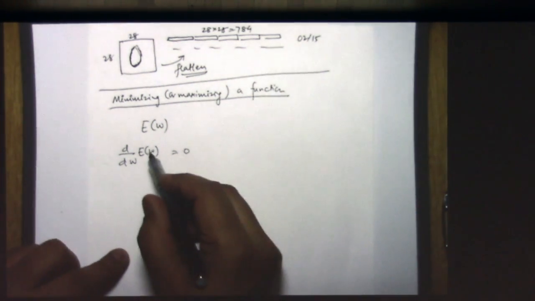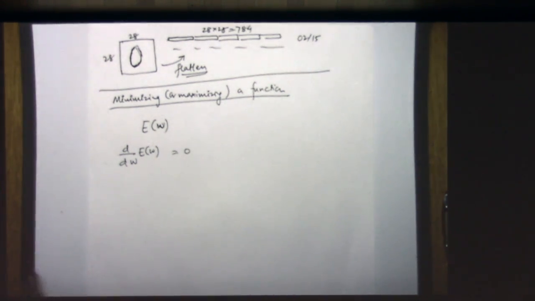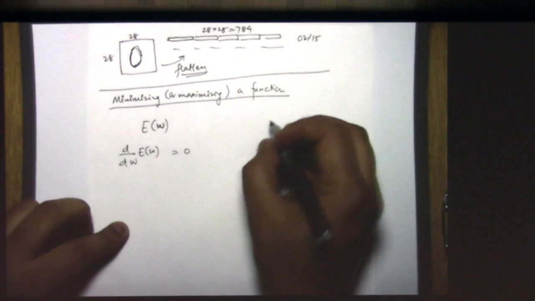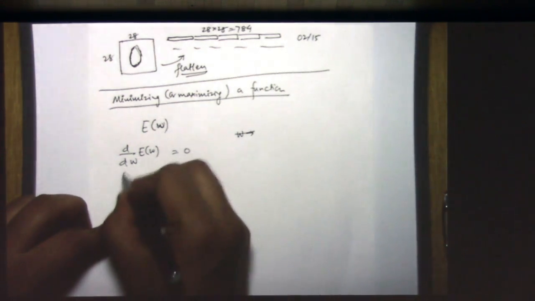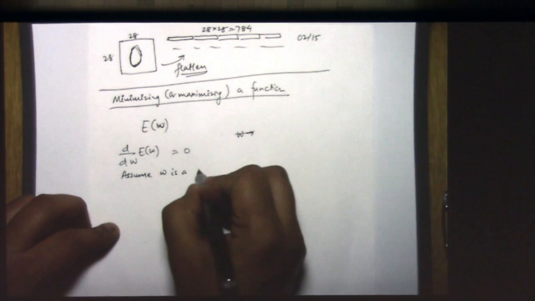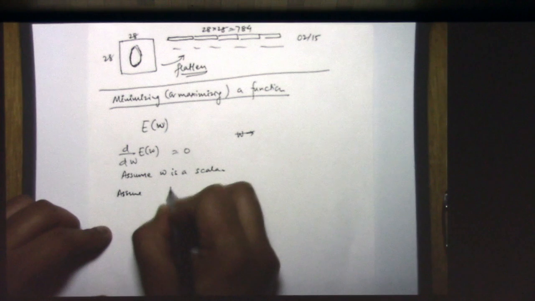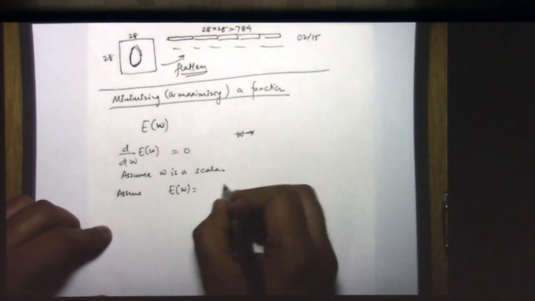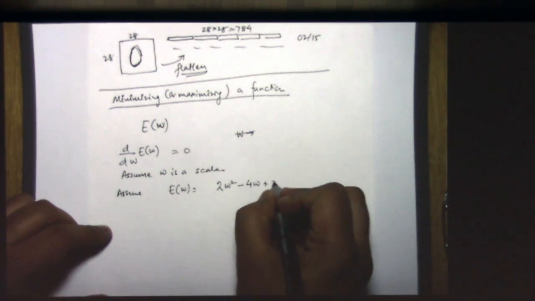So for example, let's say we assume that our W is just one element. It's not a vector, it's a scalar, right? So assume W is a scalar, and assume that E of W is 2W square minus 4W plus 2, right?